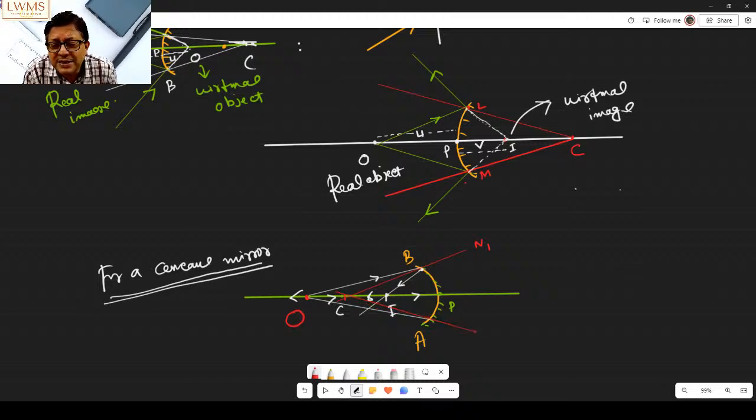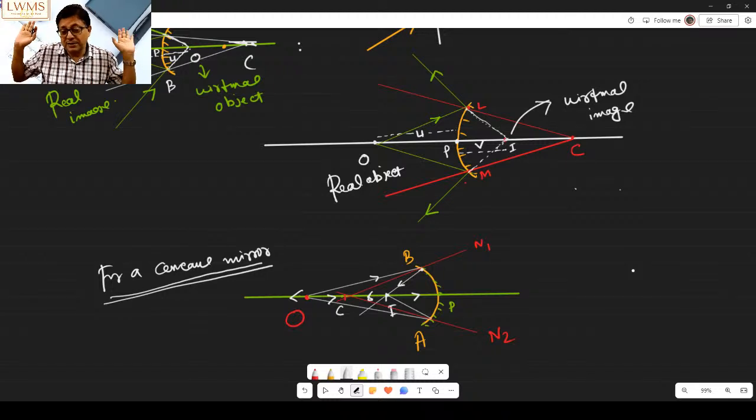Yeah, this is the normal here, CN2. Now the reflected ray will go this manner. Clear? They meet at this point. See?